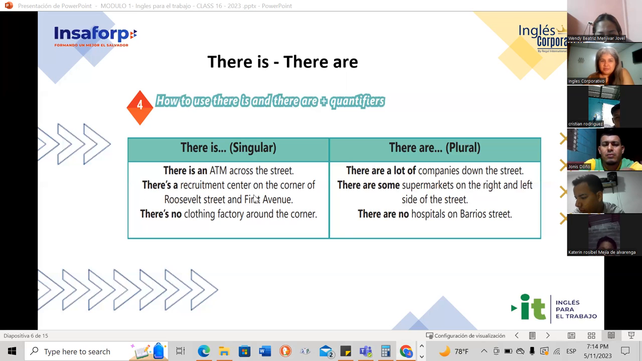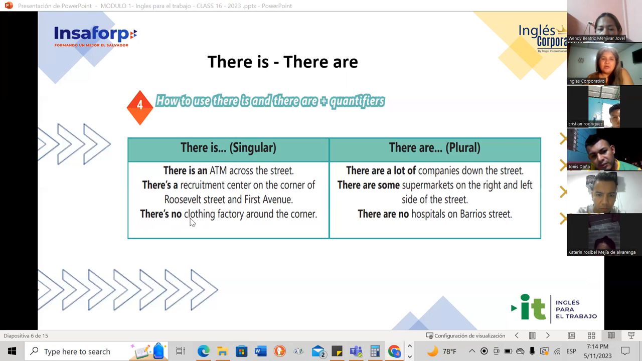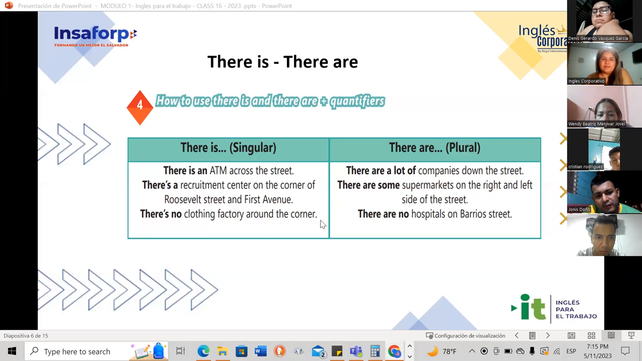Okay, there is a recruitment center on the corner of the Roosevelt Street and First Avenue. Hay un centro de reclutamiento en la esquina de la Roosevelt Street and First Avenue, okay. Aquí está utilizando ya una abreviación. El otro ejemplo, there is no cloth factory around the corner. Okay, no hay una fábrica de costura around the corner.